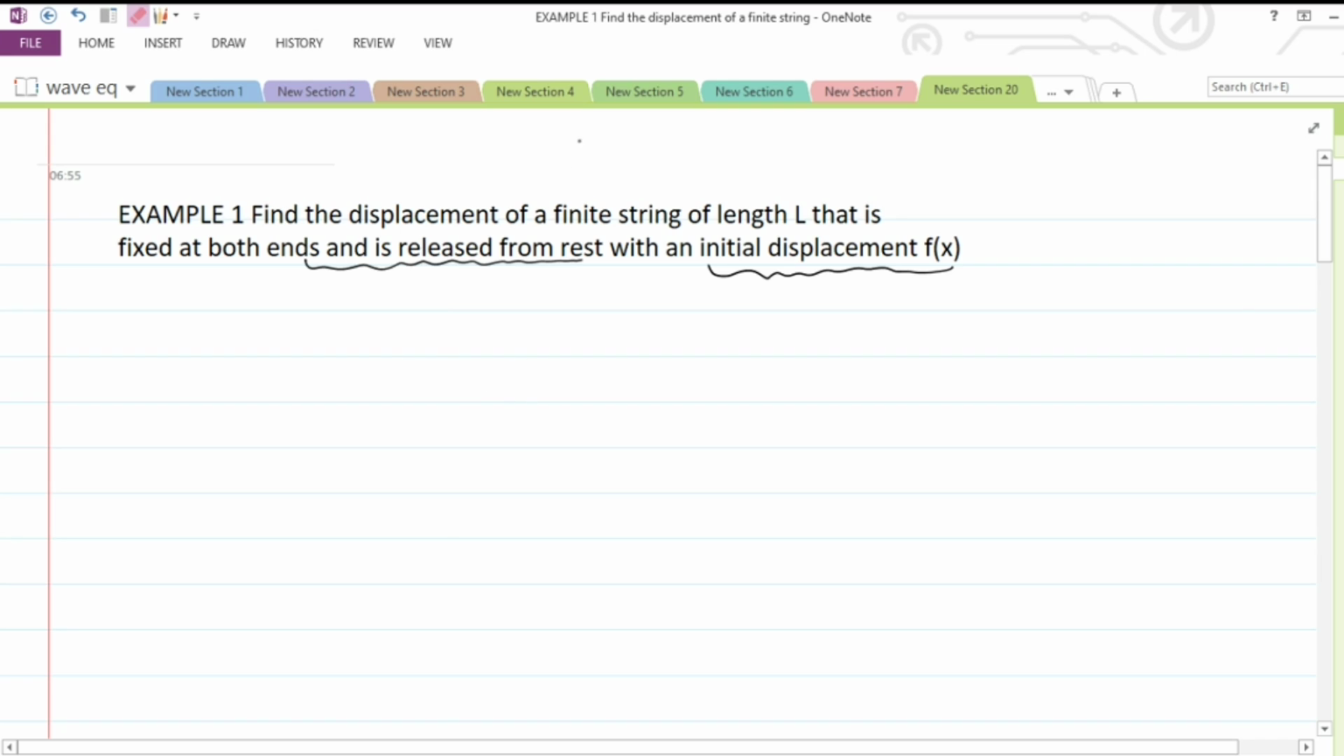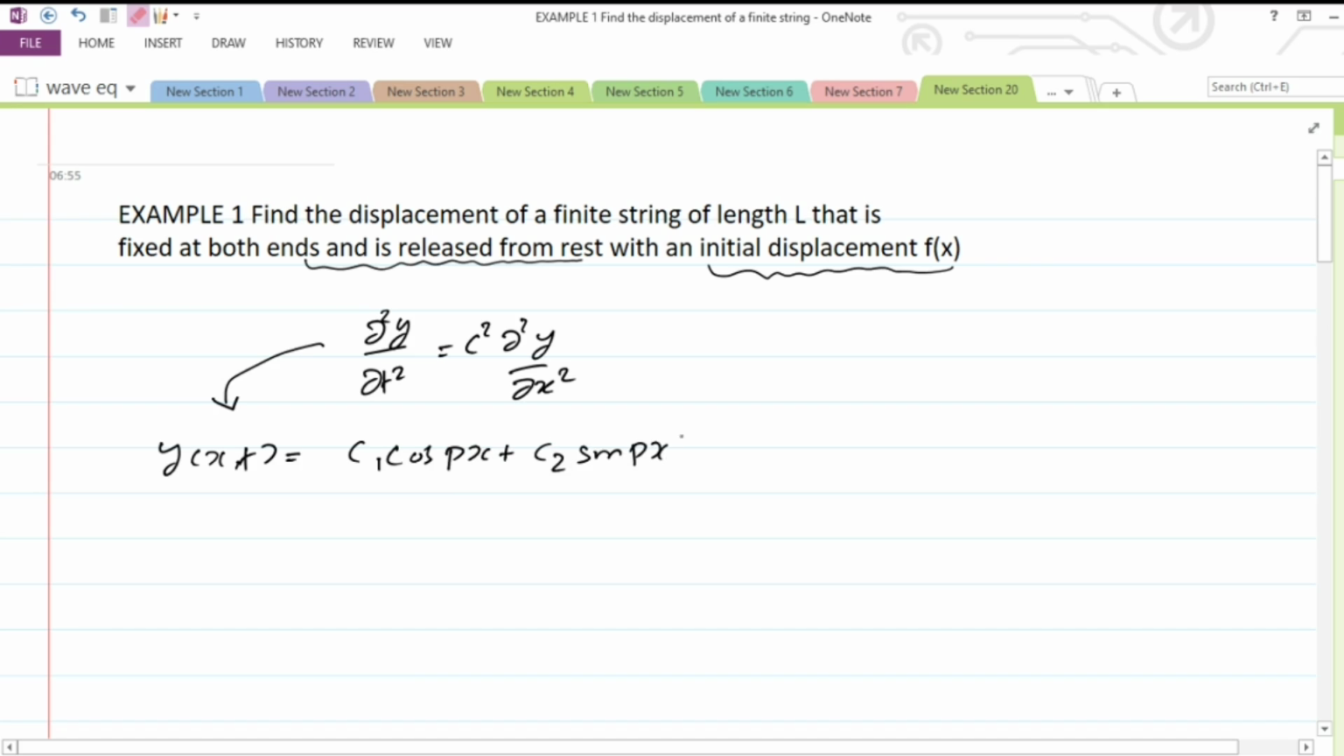We know the classical one-dimensional wave equation, ∂²y/∂t² equals c² into ∂²y/∂x². By using the method of separation of variables, the solution is y of x,t equals (c1 cos px plus c2 sin px) into (c3 cos cpt plus c4 sin cpt). So we can substitute the initial values.